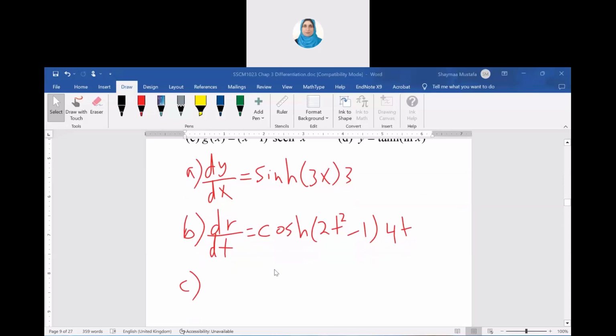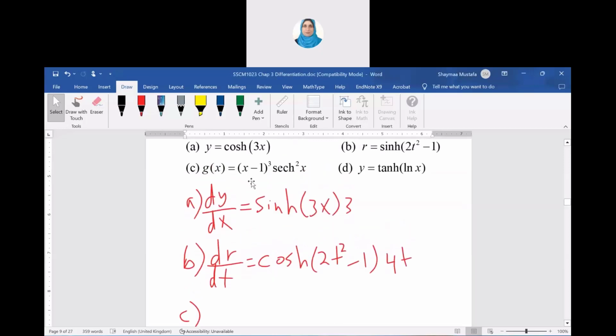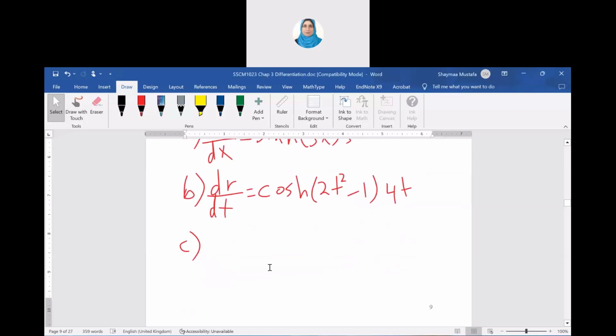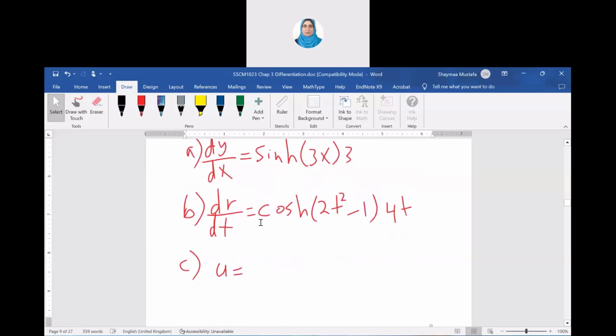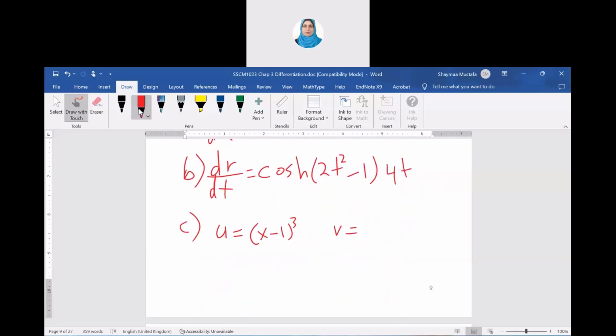Multiplication means that I need to apply the multiplication rule. Because we have g here, we can make it u and v. The first function is x minus 1 cubed. The second function we have is sech squared x.